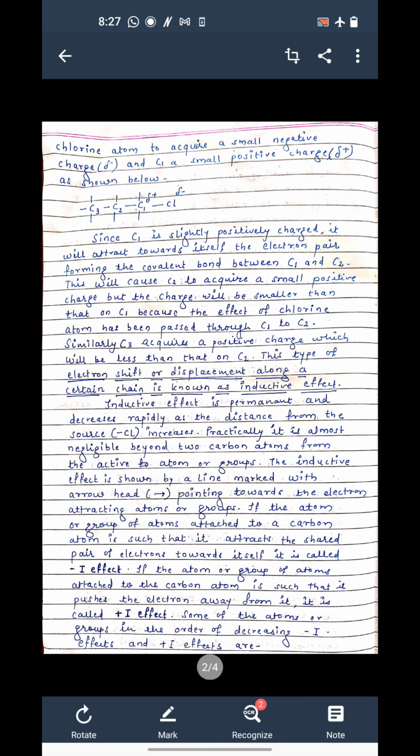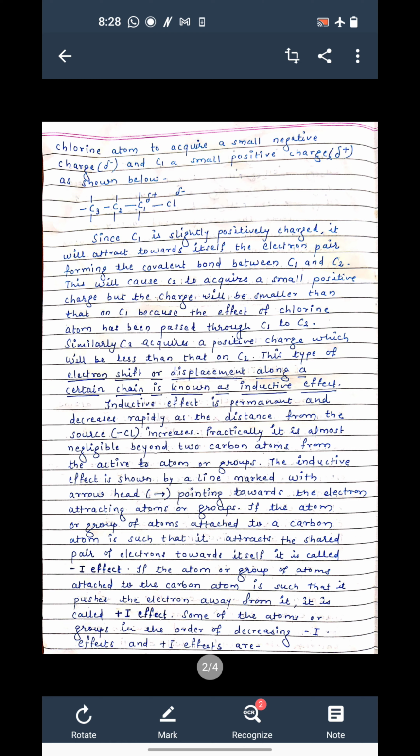Now this inductive effect is a permanent effect, and it decreases rapidly, as I told you earlier. As the distance from the source increases, the inductive effect decreases. Practically it is almost negligible beyond two carbon atoms, as said earlier, and the inductive effect is shown by a line marked with an arrowhead. That arrowhead is pointing towards the electron attracting group or atom.